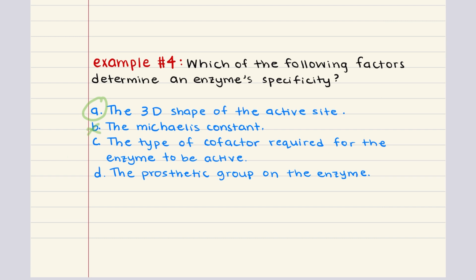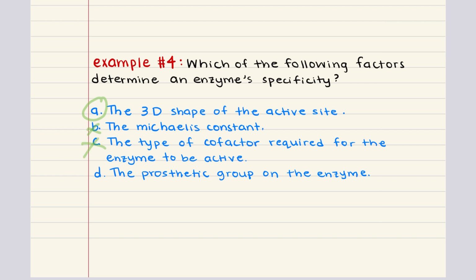C says the type of cofactor required for the enzyme to be active. Now, while cofactors are essential for the function of many enzymes, they don't determine specificity for substrates. The cofactor might help with catalysis, but it doesn't dictate what substrate binds in the first place. So this isn't the correct answer either.